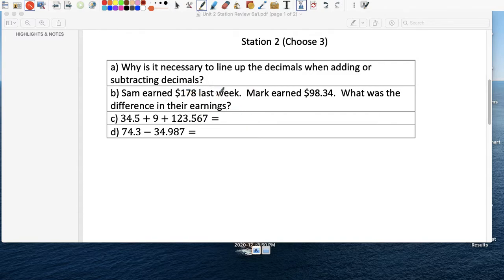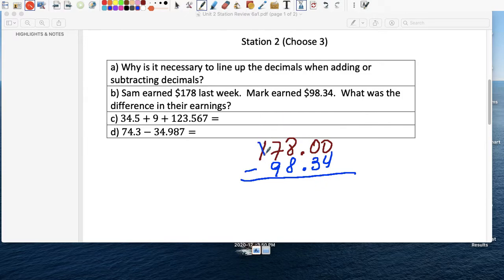Okay, Sam earned 178, Mark earned 98.34. What was the difference? Well, here's Sam. Where's the decimal? Right here at the end. Let's add a couple of zeros. And then Mark earned 98. Maybe he didn't work too many hours. What's the difference? Difference means subtraction.